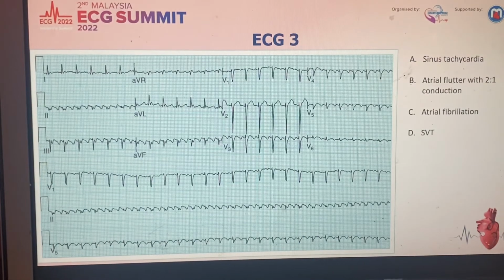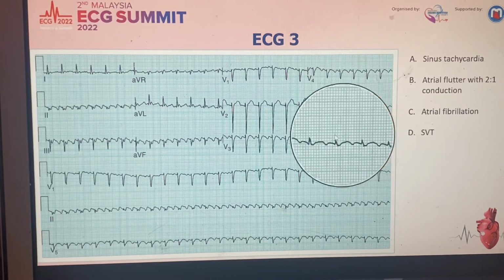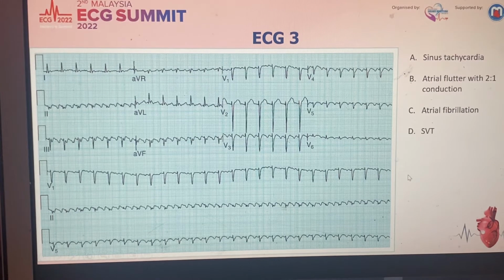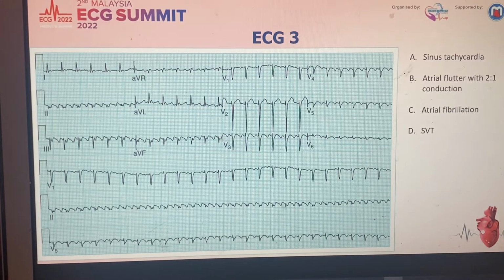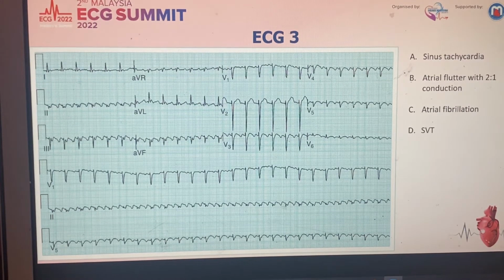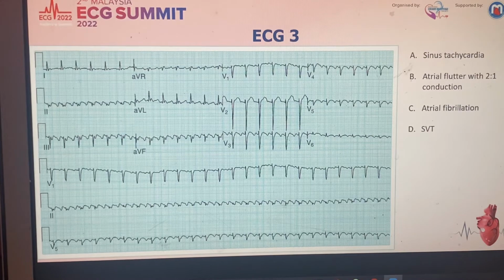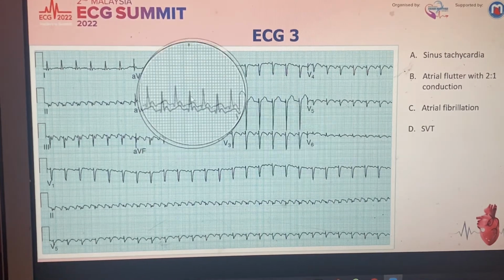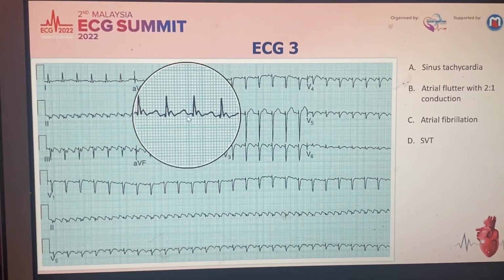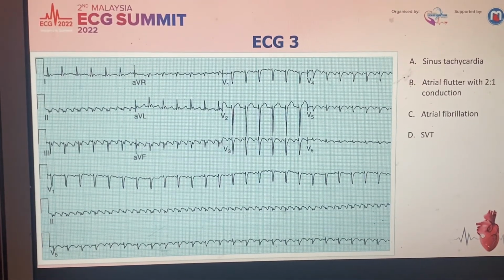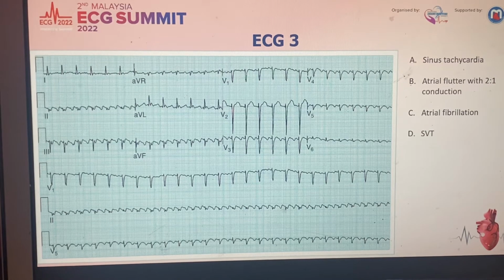So look at the ECG now. At a glance, one of the differentials, and maybe most doctors would diagnose this as sinus tachycardia, right? Because it looks like a narrow complex tachycardia. You can see the P wave here. This is a P wave, right? P wave followed by QRS. 1 P, 1 QRS. So sinus tachycardia. All right?